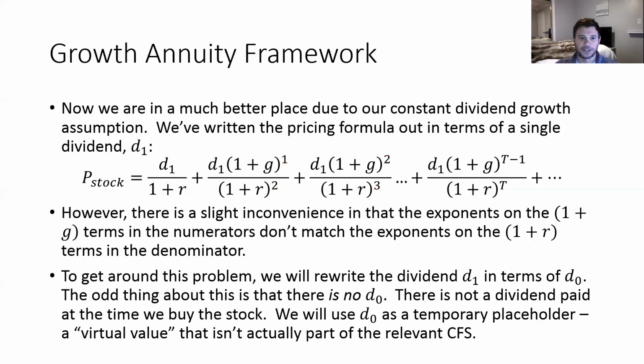So to get around this exponent mismatch problem, we're going to rewrite D1 in terms of D0. Now you might be saying, well, that's crazy because we don't have D0. It's not in the cash flow stream, right? And you said already, Steve, that when we buy the stock at period 0, they don't immediately turn around and pay us a dividend. So why would we do this? Okay, there is no dividend there in period 0. We're going to do this to use D0 as a temporary placeholder. We're going to think about that as really a virtual value. It's not really part of the cash flow stream. But once we do this, you'll notice we will fix our exponent mismatch problem.